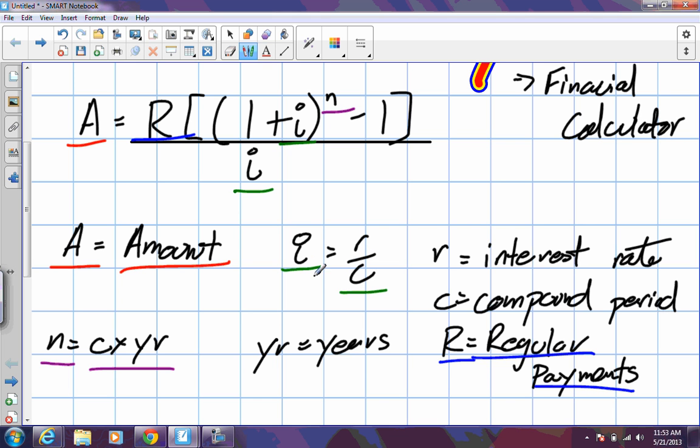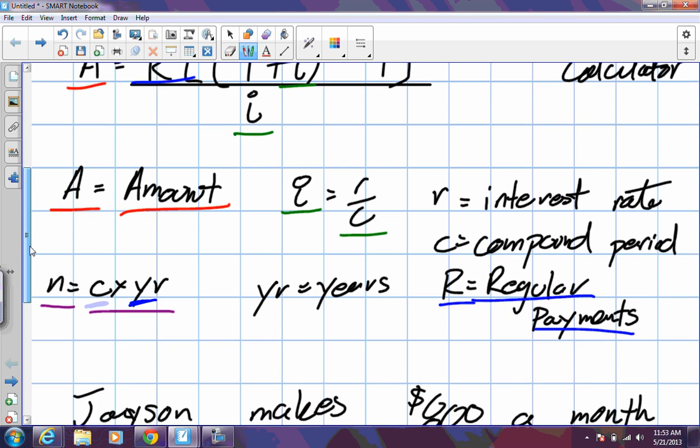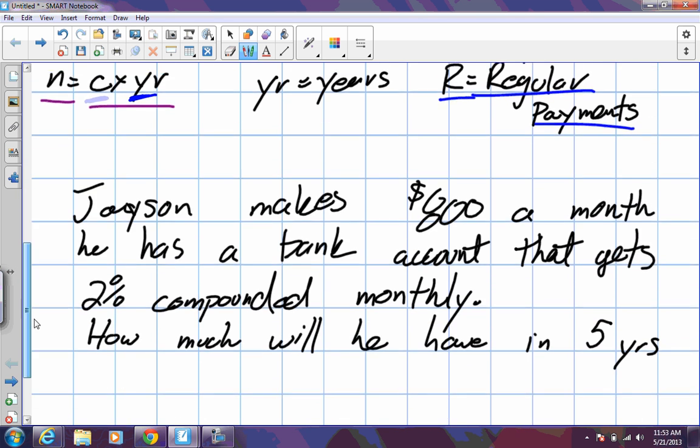So if we're getting money every month, usually they give us interest rates per year. So we'll have to take the interest rate, which will be our R, and divide it by the compound period, which will be our C. Our exponent N stands for the number of periods the annuity exists for. So you'll also have to take the compound period and multiply it by the number of years. This seems like a lot of mixed up information, so we're going to try to explain it all with a question here.